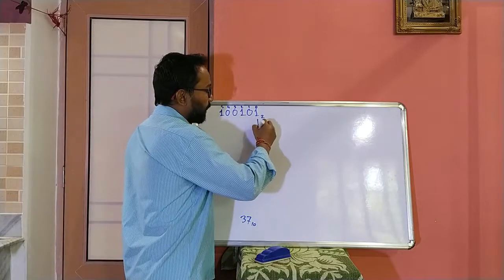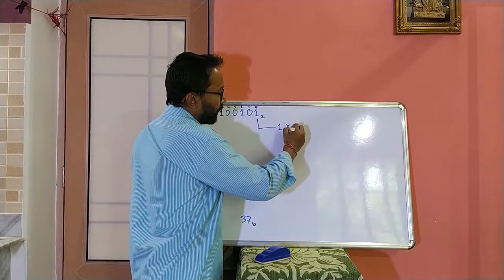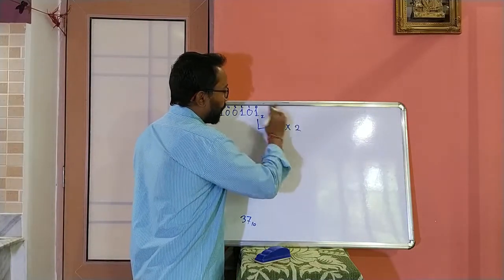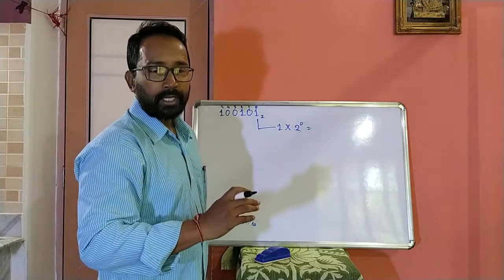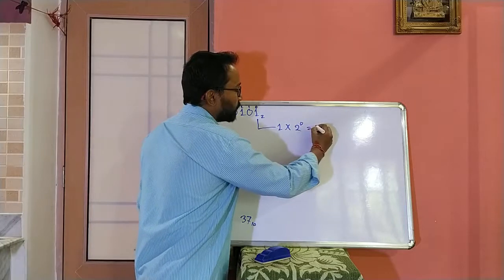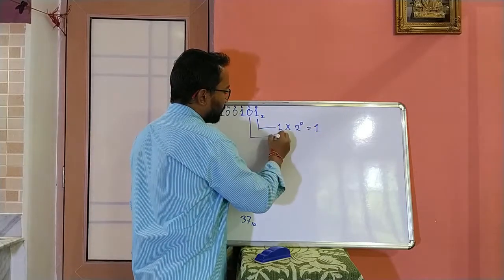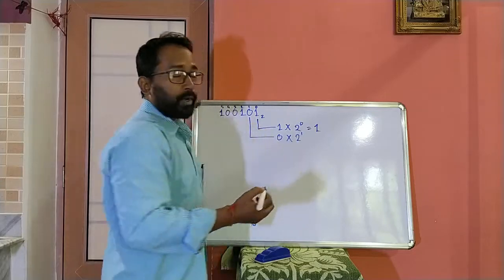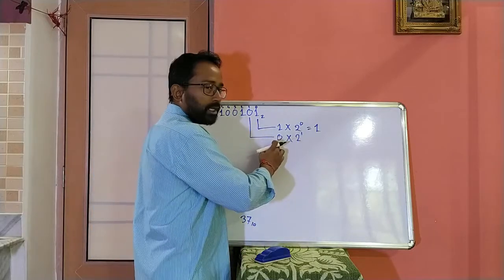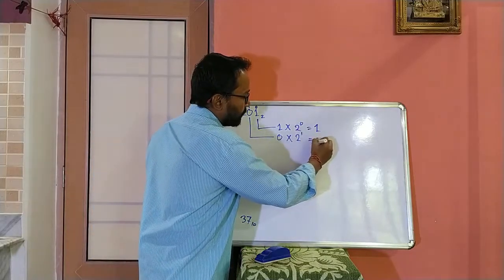So let's take the rightmost digit 1. 1 into its weight, 2 to the power 0. So 2 to the power 0 means 1. Any number to the power 0 means 1. So 1 into 1 means 1. Take the next digit 0. Its weight is 2 to the power 1. So 2 to the power 1 means 2. But as we are multiplying with 0, we will get 0.